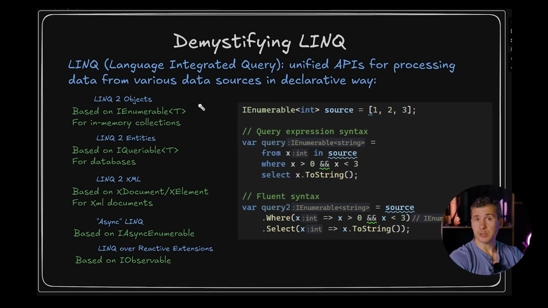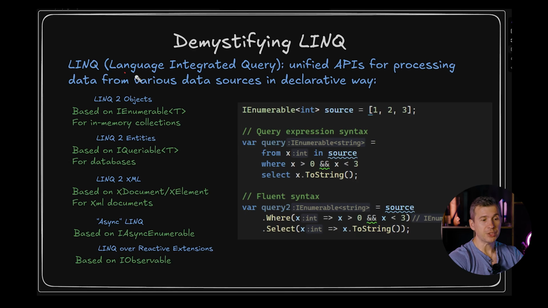Since there are multiple data sources, there are multiple types of LINQ. A typical one, the one that we are going to cover today, is so-called LINQ to objects. It's based on IEnumerable and is designed for processing collections in memory, collections or sequences that we can generate on the fly. Another variation is LINQ to entities, and previously it was called LINQ to SQL. It's based on IQueryable, and it is designed to process data from databases. And there are a few other options, like LINQ to XML, async LINQ, which is based on async enumerable, or LINQ over reactive extensions, that is based on IObservable.